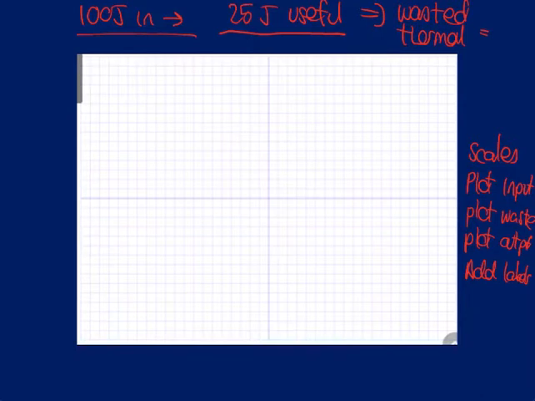So how do I figure out what's wasted in thermal? I am taking 100, take away 25, gives me 75 joules wasted. So hopefully even just by the numbers you can tell how efficient this particular device is. So we pick our scales, we have 100 joules. I'm going to use 10 boxes for 100 joules. So 1, 2, 3, 4, 5, 6, 7, 8, 9, 10 boxes for my 100 joules. The next thing I'm going to look at is my wasted energy, and we've said that is 75. So 1 box is equal to 10, so it's going to give me 7.5 boxes down.